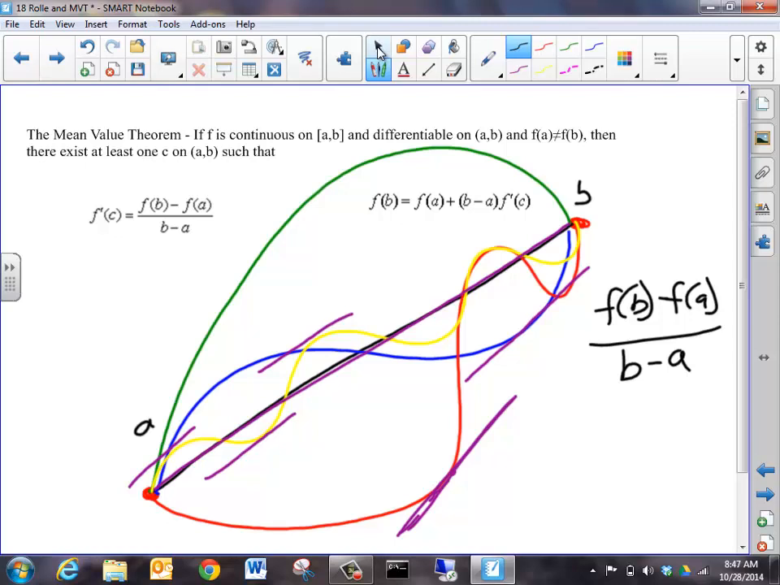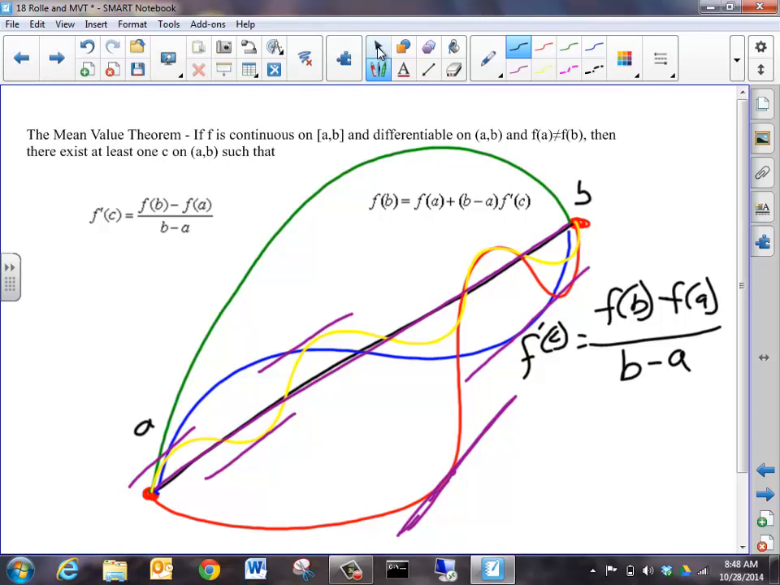So what did we say then about all of the purple lines? They're parallel to that, which means same slope. So what do we know then? If a function starts off at A, stops at B, and it's at a different height than it was, if it's continuous and differentiable, what has to happen in there? Somewhere it has to be the same speed, so it's the same slope. There has to be some point such that the derivative equals that.